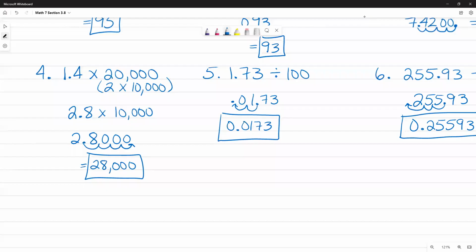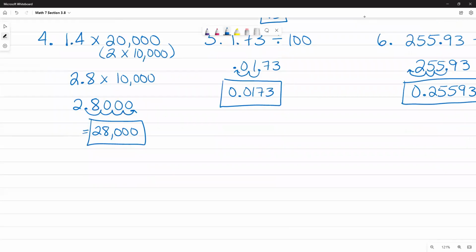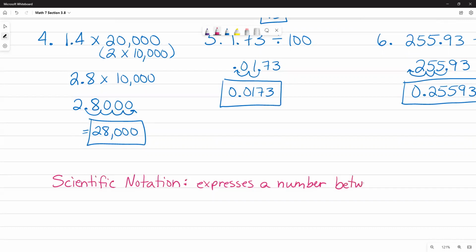Just stay with me. All right. So the next topic is kind of the main point of this. Scientific notation. They have the definition for it at the bottom of page 134. And you don't necessarily have to write this down. I think the examples are even more important. So it expresses a number between 1 and 10 that is multiplied times a power of 10.